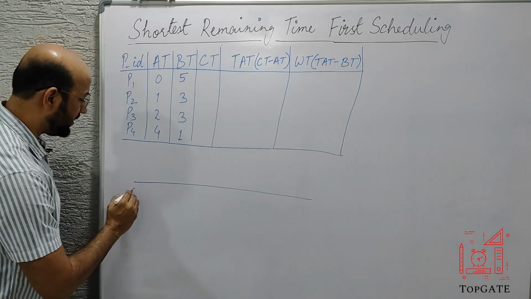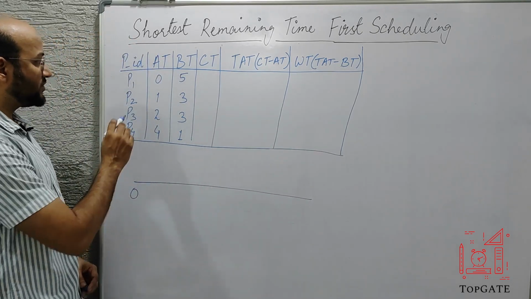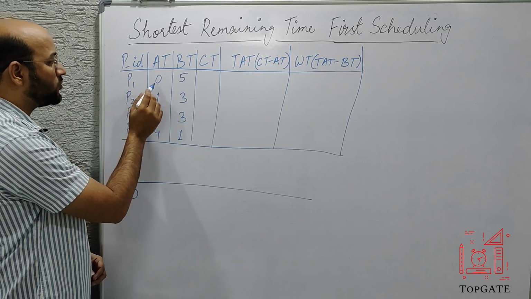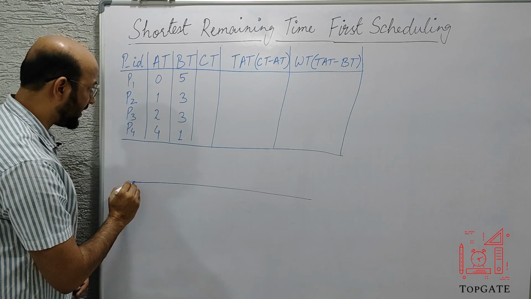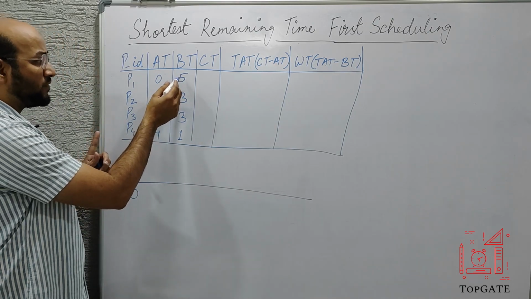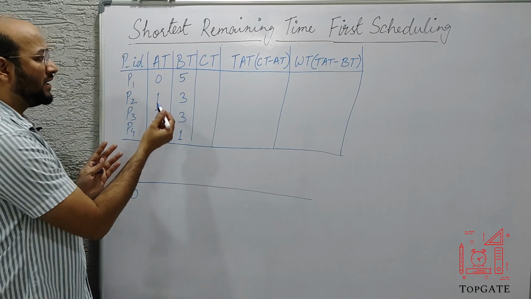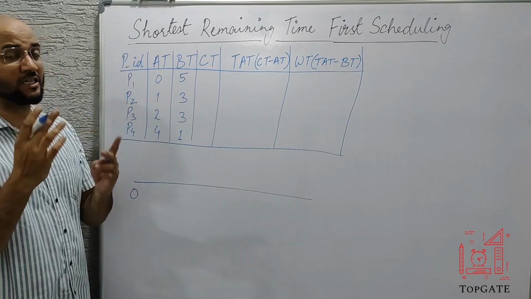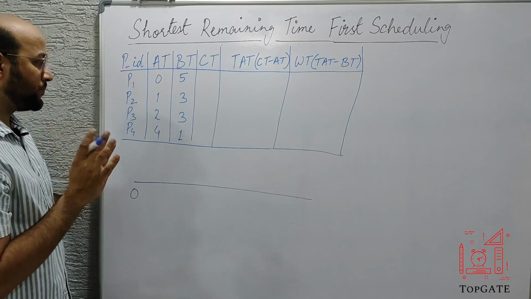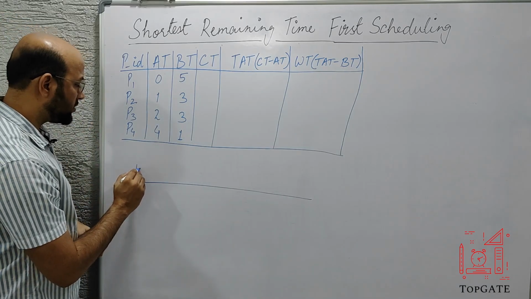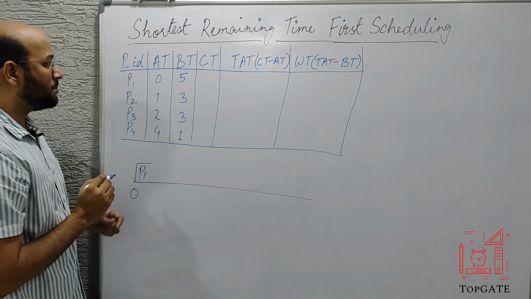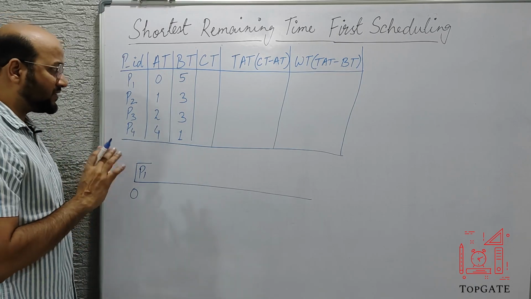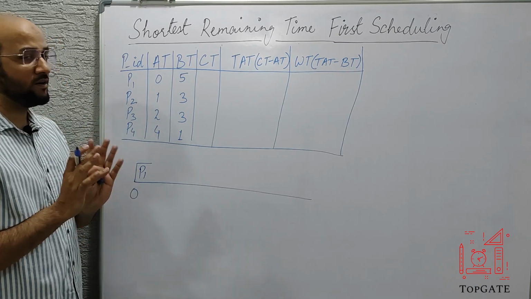Fine. So let's quickly make the Gantt chart. In the Gantt chart, we are currently at time 0, and I'll see which processes are coming into the RAM at time 0. So at 0, only P1 is coming, so I don't have any option. Its burst time is 5, and its priority is the least, but since at time 0 it is the only process, it has the highest priority for now. So at 0 this P1 will start and P1 will try for 5 units.